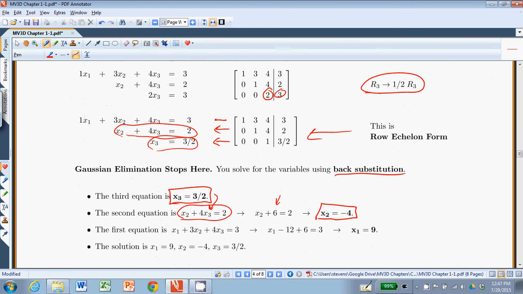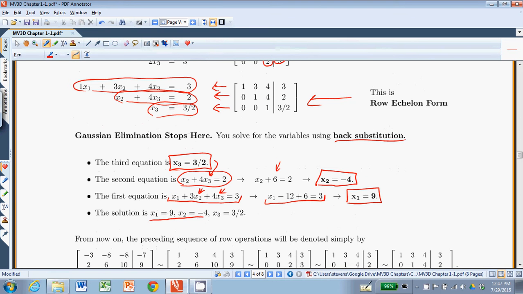And then I go working backwards to my first equation. It's actually my first row in my augmented matrix. It represents that equation, rewritten here. But I have x2, I have x3. When I plug those values in, they disappear, and I can solve for x1, and I get 9. So there we have it. That's my solution, right? x1 equals 9, x2 equals -4, and x3 equals 3/2.